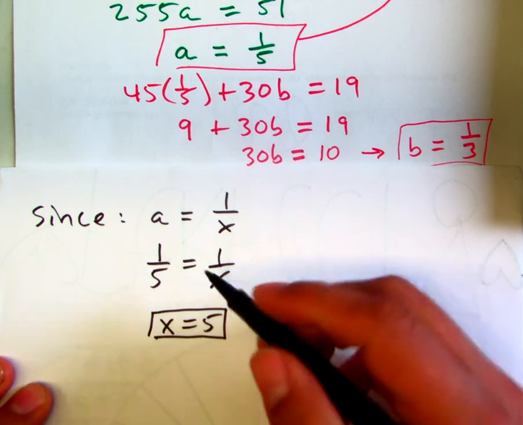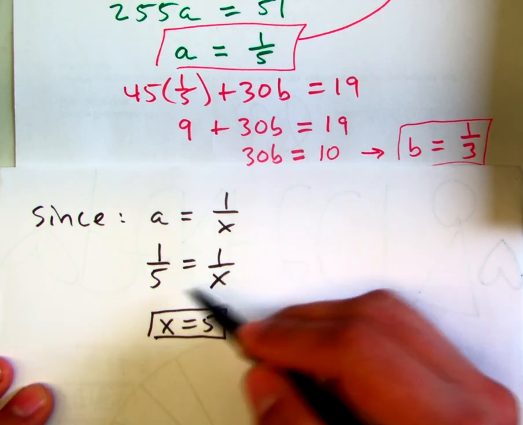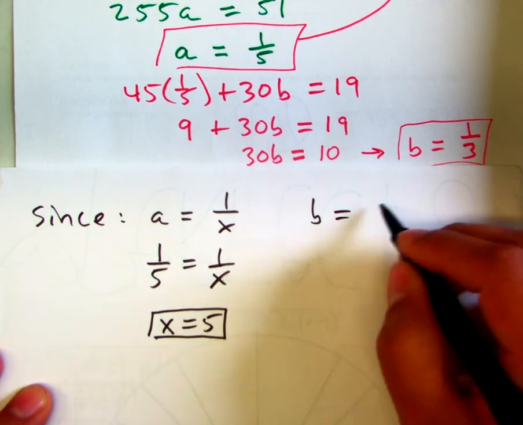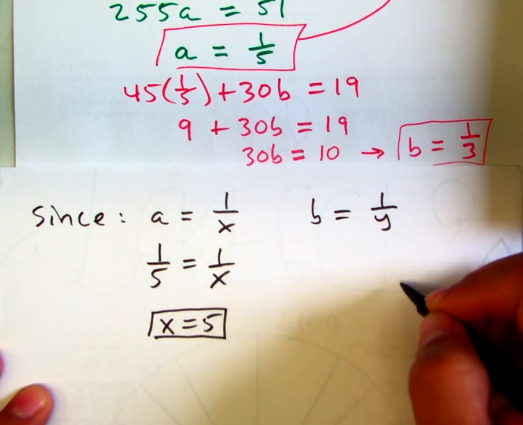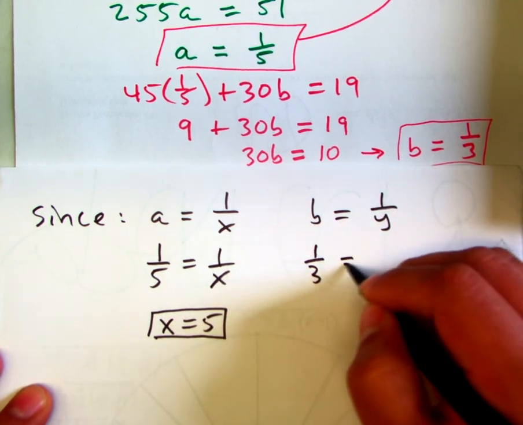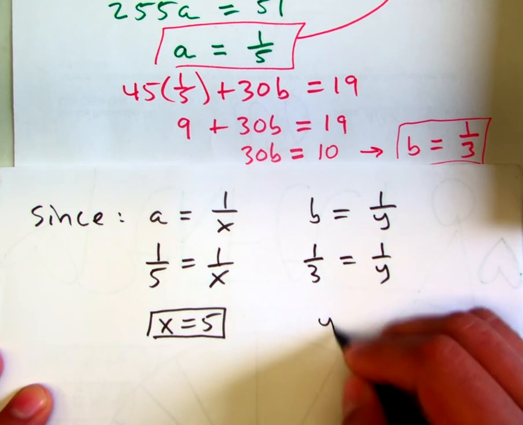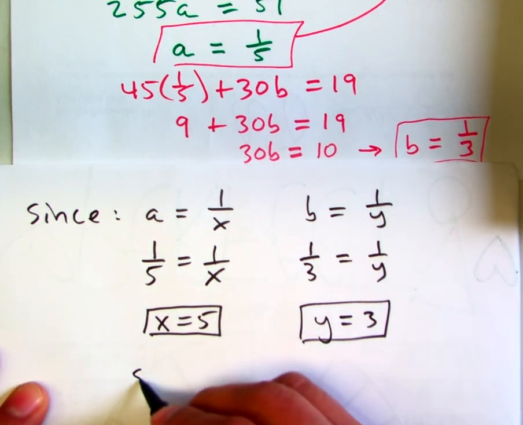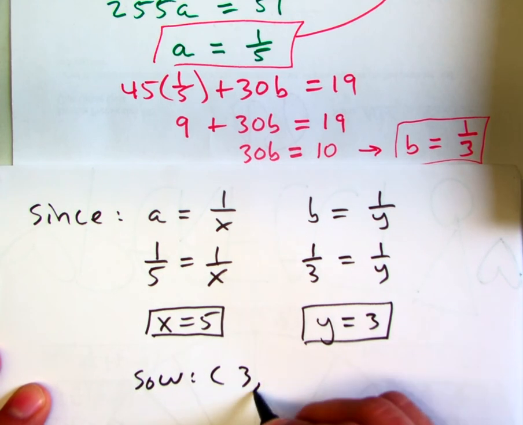If it's not easy to see, you could always cross multiply and set up an equation. What was b? B was 1 over y. B was 1/3. So y has to be 3. So the only solution we have here is 3 comma 5.